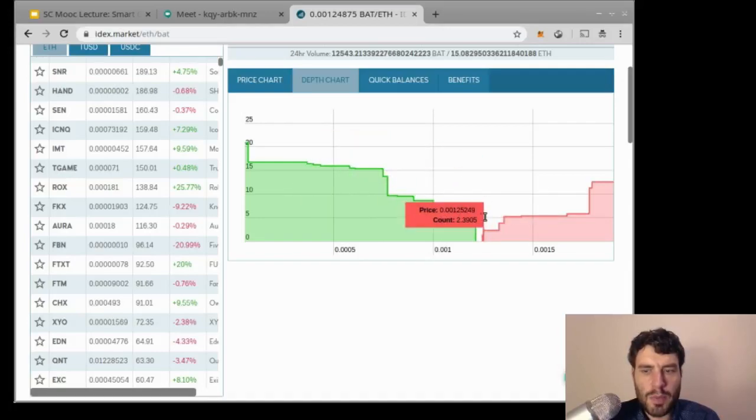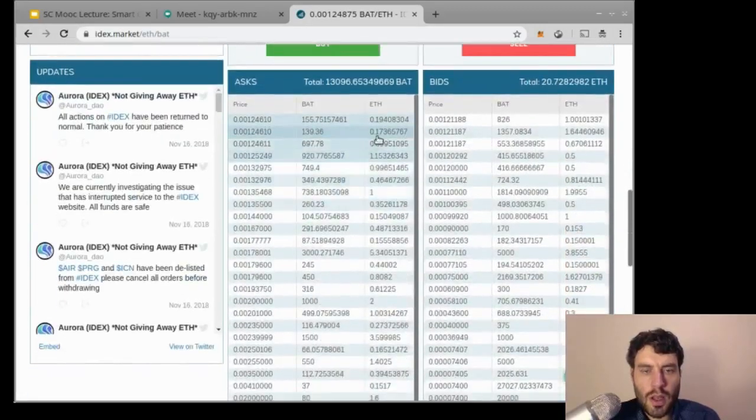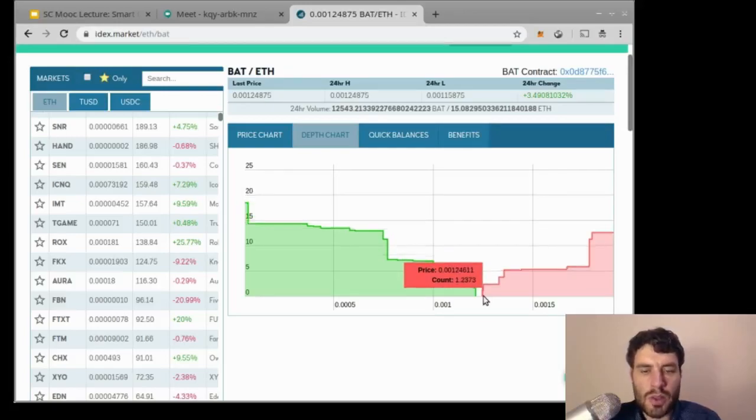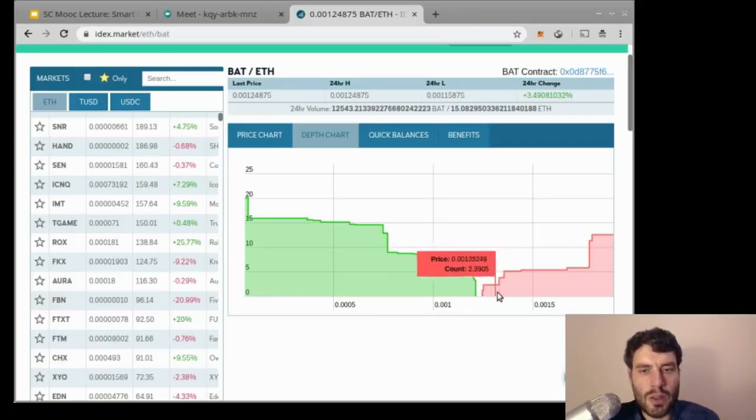The depth chart shows you exactly the same information as what you see by looking at the order book as a big table itself. The red region corresponds to the table of asks. Everything in the red region corresponds to people on the IDEX website who have some number of basic attention tokens up for sale. If I'm trying to buy basic attention tokens, what I want is the smallest market price. I want to pay the least amount in Ethereum for them.